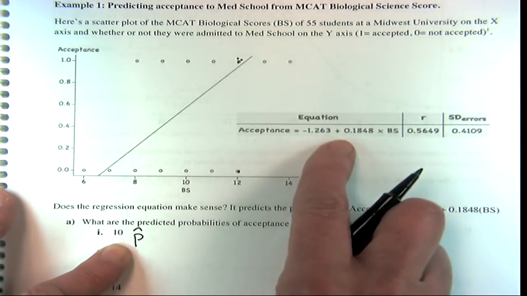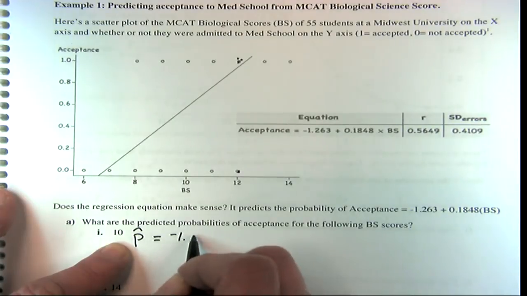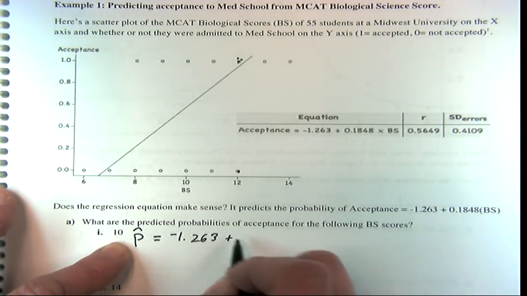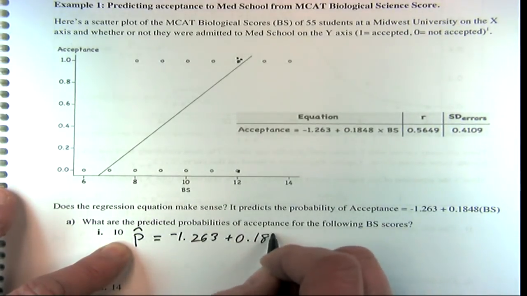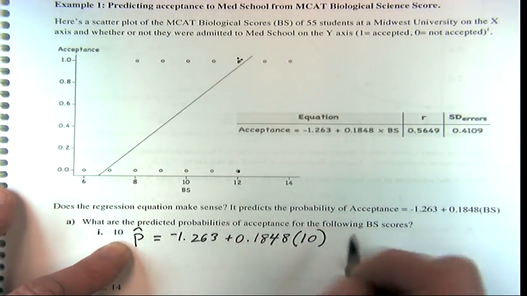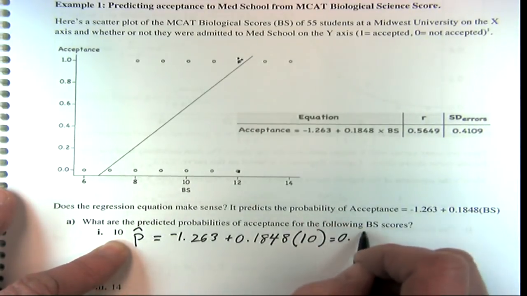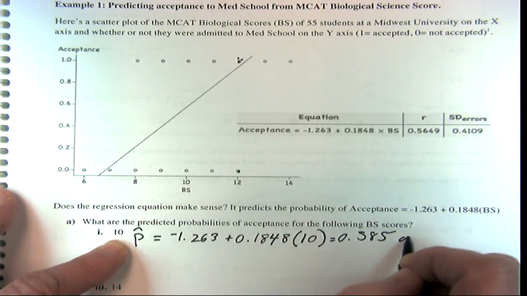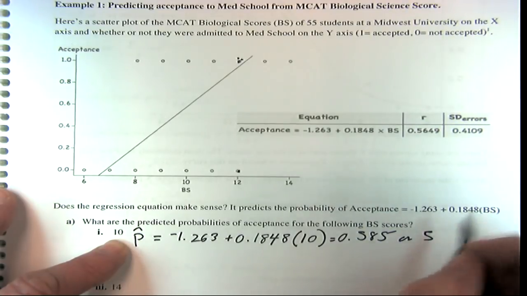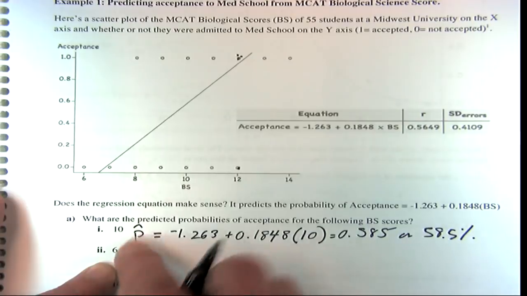Probability of getting accepted is just a linear equation, and it's negative 1.263 plus 1848 times the biological science score. So for somebody who got a 10, here we get 0.585 or 58.5%. Well, that makes sense, but look what happens for somebody who gets a 6.